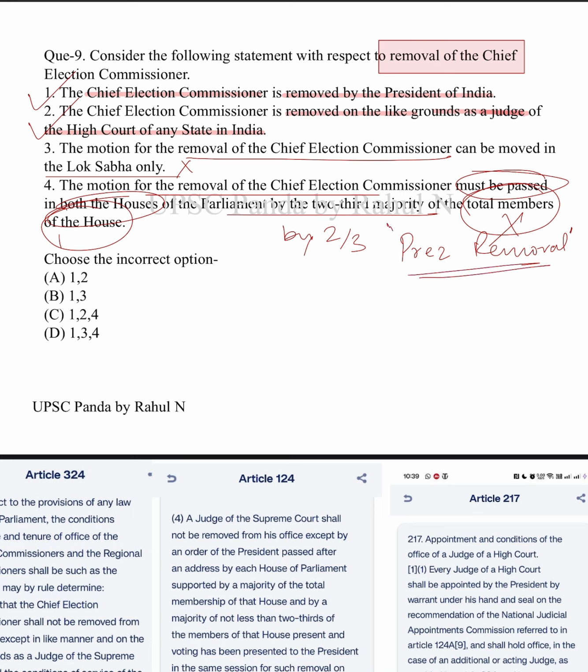ठीक है, तो टोटल मेंबर का नहीं है, 2/3 ऑफ द प्रेजेंट एंड वोटिंग का है, प्लस मेजोरिटी जिसको बोलते हैं, हाफ ऑफ द मेंबरशिप, हाफ प्लस वन. ठीक है, 50% प्लस वन. So this is the case. So your fourth is wrong. Answer is 1 and 2.